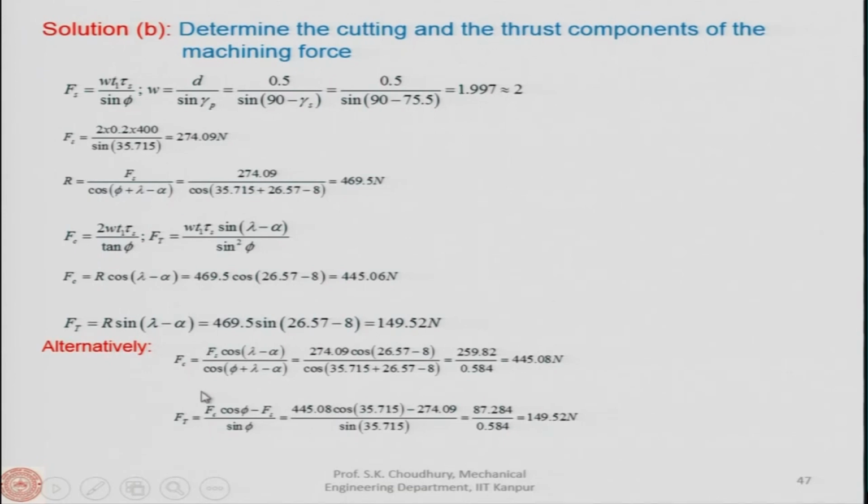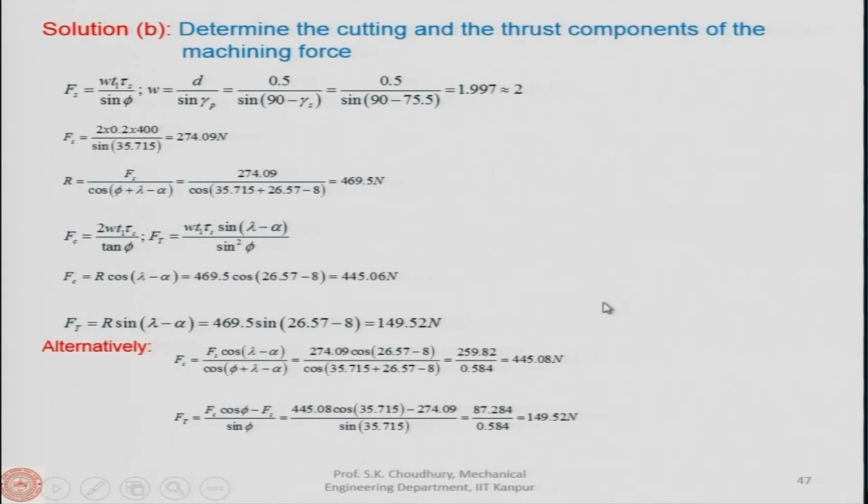Alternatively, you can also find Fc as Fs cos of lambda minus alpha divided by cos of this. This is a formula that we have seen in Merchant's analysis. From here all the values are known, and you can find out the value of Fc, because the Fs value we already found out, and here is the Fs value that you can put. All the angles we found out also: phi, lambda, alpha is given, that is it. So, Fc you can find out. Similarly, you can find out the Ft.